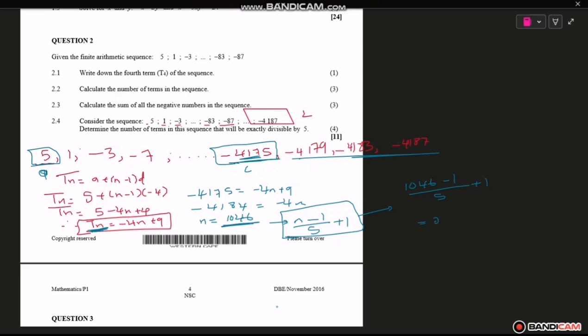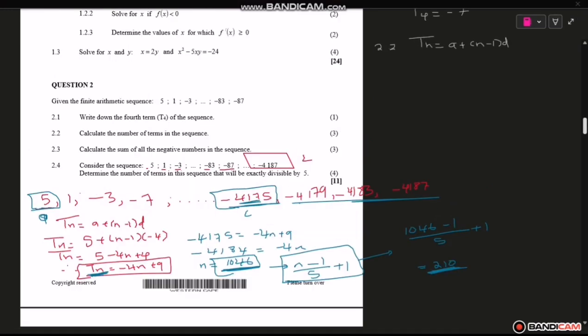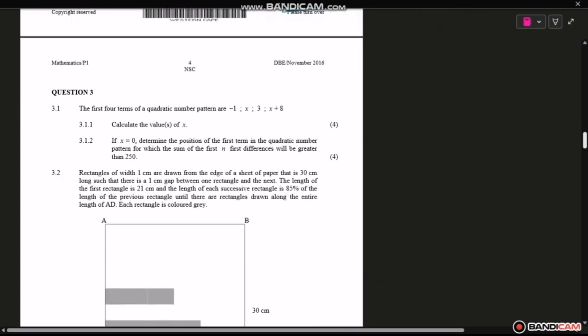Why did we say 1046 minus 1? Because when you say 1046 minus 1, it will be 1045, over 5, plus 1, then it will give us 210. They said determine the number of terms that are divisible by 5, or that will be exactly divisible by 5. So we have 210. So this is how you solve this question. I hope it makes sense. We said 1046 minus 1 because we will get 1045, that will be divisible by 5. I hope that it makes sense.